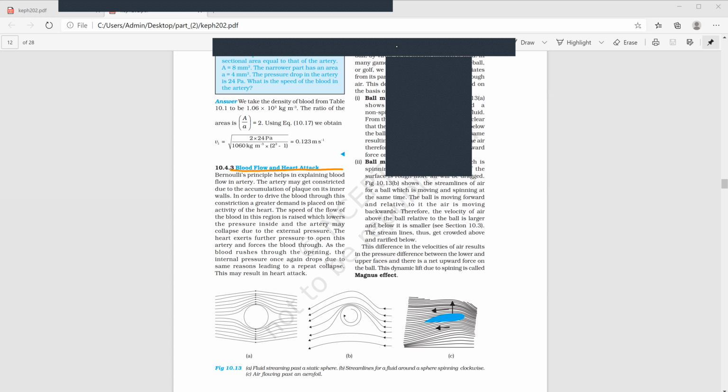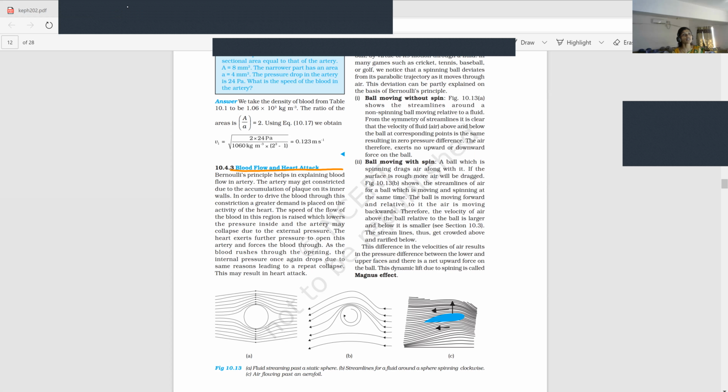So this is also one of the applications of Bernoulli's principle. Here we discussed different applications of Bernoulli's principle. It is used in blood flow and heart attack, in a ball moving without spin and a ball moving with spin. What is the meaning of Magnus effect? How this principle is used in case of Venturi meter and speed of application. So different kinds of applications we discussed in today's class.